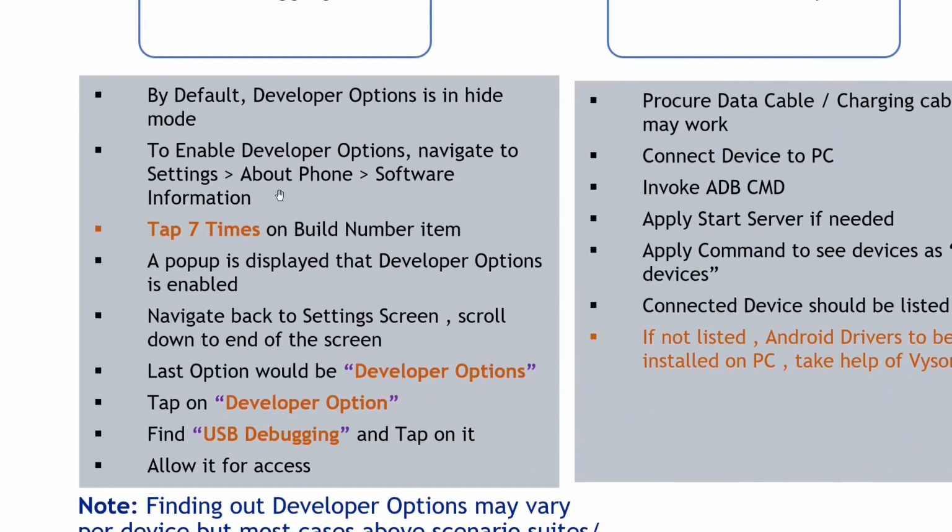To enable developer options, navigate to Settings, About phone, Software information. There, tap seven times on the Build number item so that it pops up. Sometimes it is five, sometimes seven, sometimes maybe more, depending on the device, but ideally it is seven times. Then a pop-up is displayed that developer options is enabled.